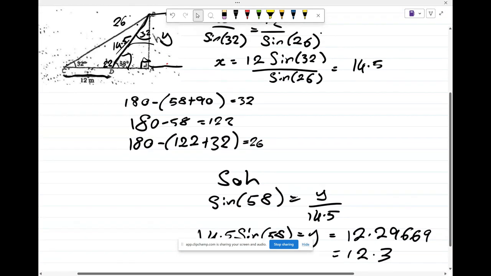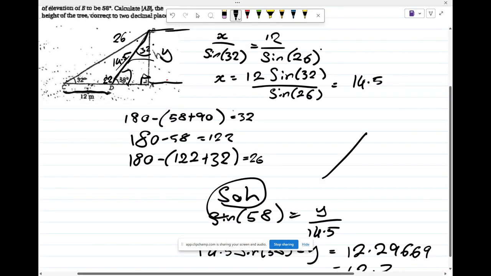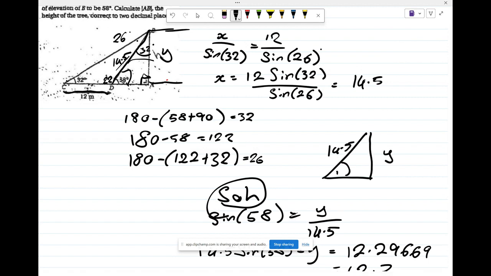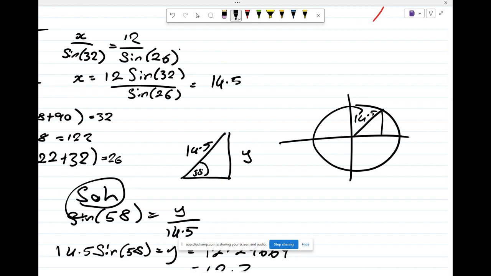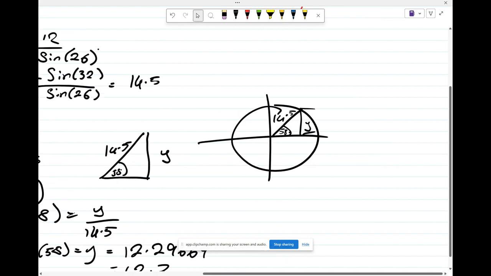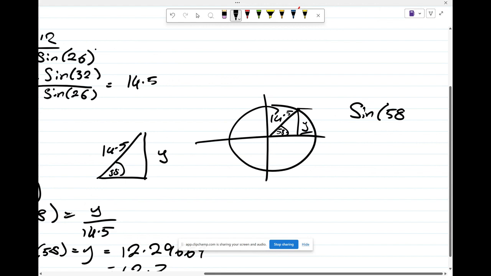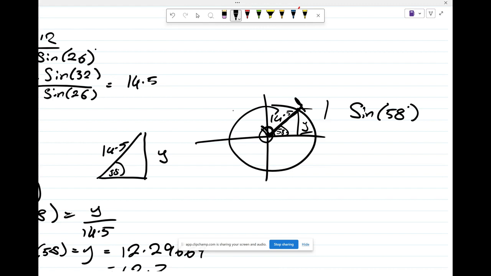Okay. Another way we could have done this instead of doing SOHCAHTOA is to think about what our triangle was. We had this y, we had 14.5, and we had 58 degrees. So if we think of our unit circle, but now instead of radius 1 we do radius 14.5, and we're trying to find y, and we know this angle is 58. Well, we know y is the sine of our angle, so sine 58, and since our radius grew from 1 for a unit circle to 14.5 units, we have to multiply by 14.5, and that will give us the exact same thing.